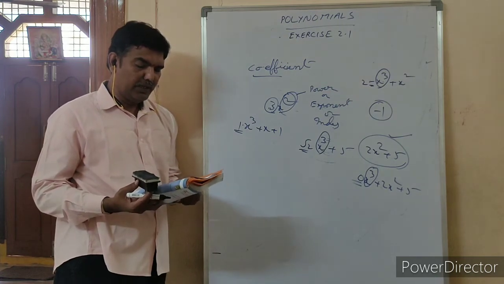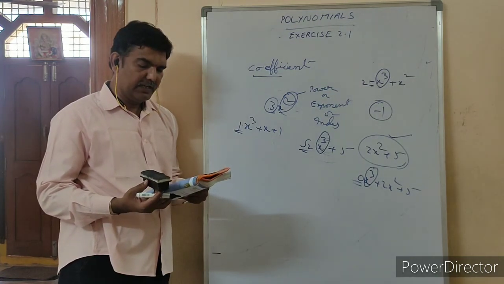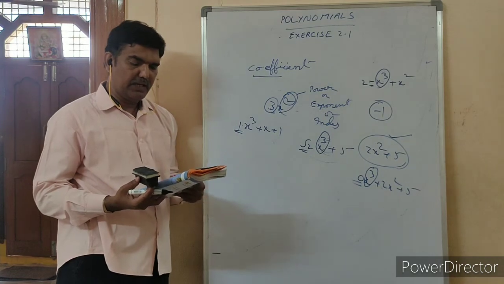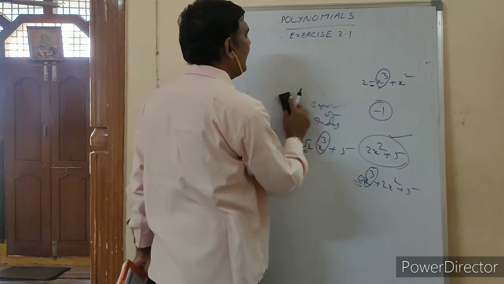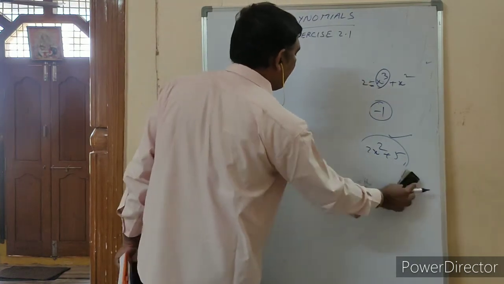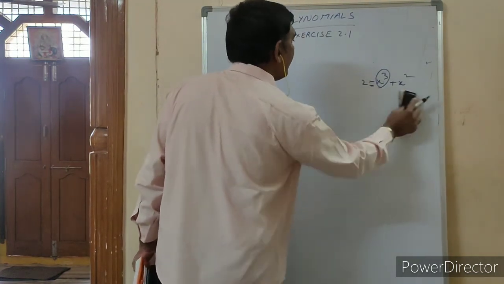Now, fourth question. Classify the following as linear, quadratic and cubic polynomials. So it is very important. What is meant by linear? What is meant by quadratic? What is meant by cubic?